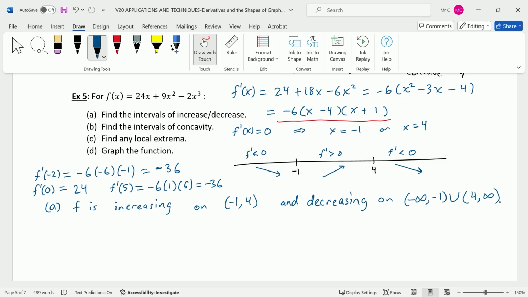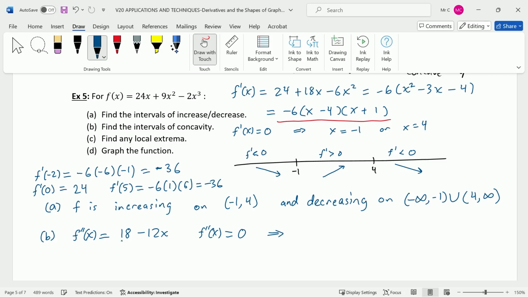All right, so now let's move on to part B. And for part B, I'm going to need the second derivative. Of course, the easiest way to get the second derivative is to start with this polynomial form for the first derivative, the first way we'd written it. Derivative of 24 is 0. So derivative of 18x is 18, minus 12x. In order to find the intervals of concavity, I first need to check where the second derivative is 0 or doesn't exist. Of course, this exists everywhere.